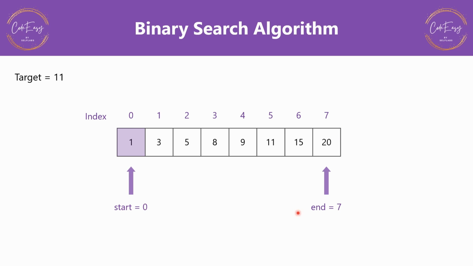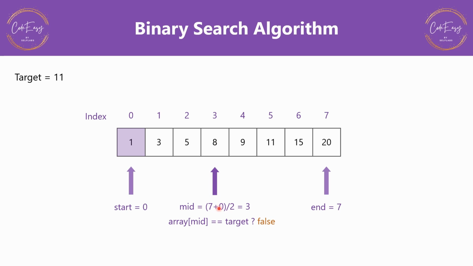So my start is 0, my end is 7, which means my area of search or the range of search is the entire array. Now what I have to do is find the mid element. How do I find the mid element? We have a formula which is start plus end divided by 2. So here 7 plus 0 divided by 2 is 3.5, but we have to go with an integer value, which is 3. So index 3 has the element 8.